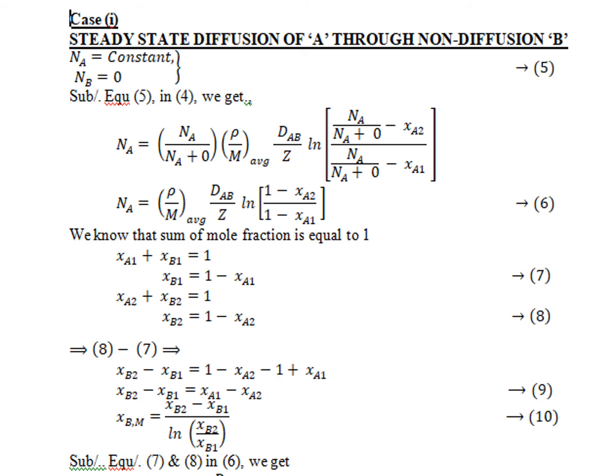So from the logarithmic mean mole fraction term, we have XBm is equal to XB2 minus XB1 divided by ln of XB2 by XB1. So we will take ln of XB2 by XB1. What is that? XB2 minus XB1 divided by XBm. Then substitute in the previous expression.